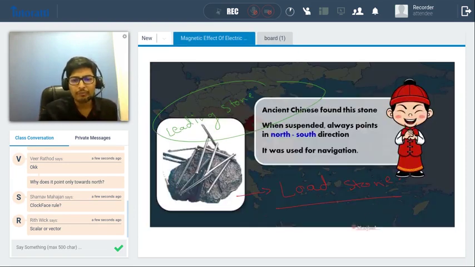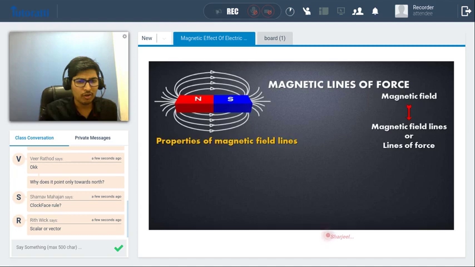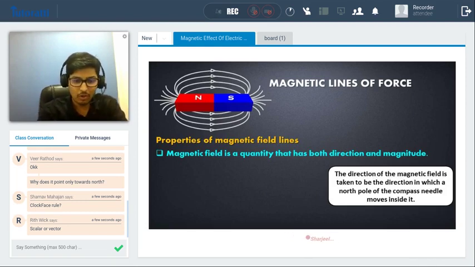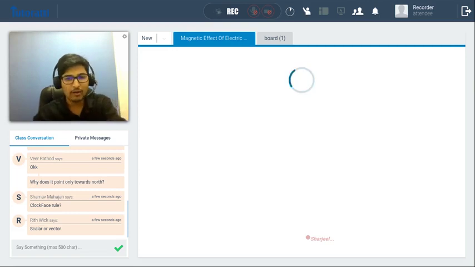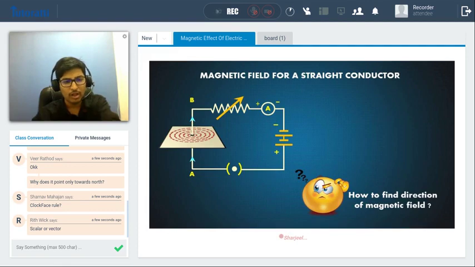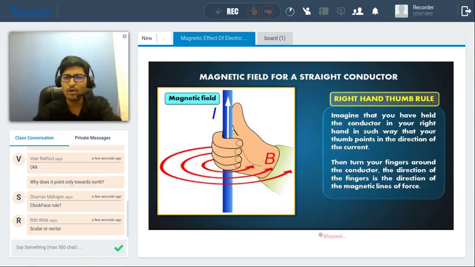Before I start the discussion of the paper, we need to talk about some basic rules and laws. I'm not teaching the entire chapter today because that wouldn't be possible in an hour. But as I said, I'll be dealing with some very basic, important laws. So the first law that we need to understand is the right hand thumb rule. Again, one of the easiest laws. I'm sure you all already know this.